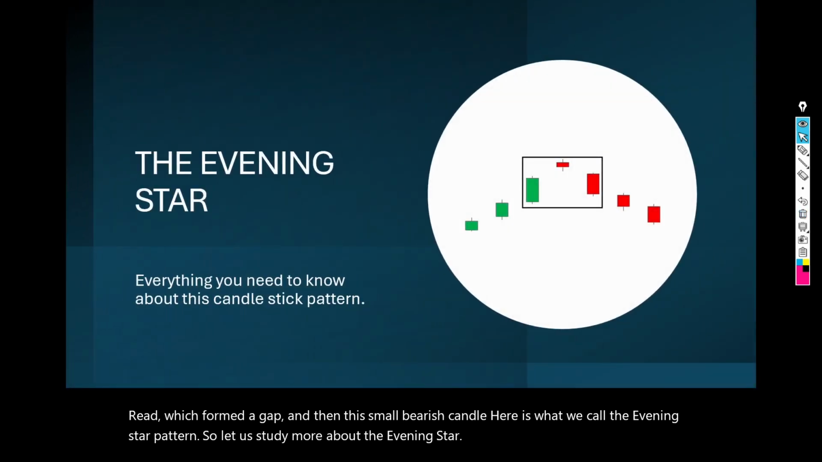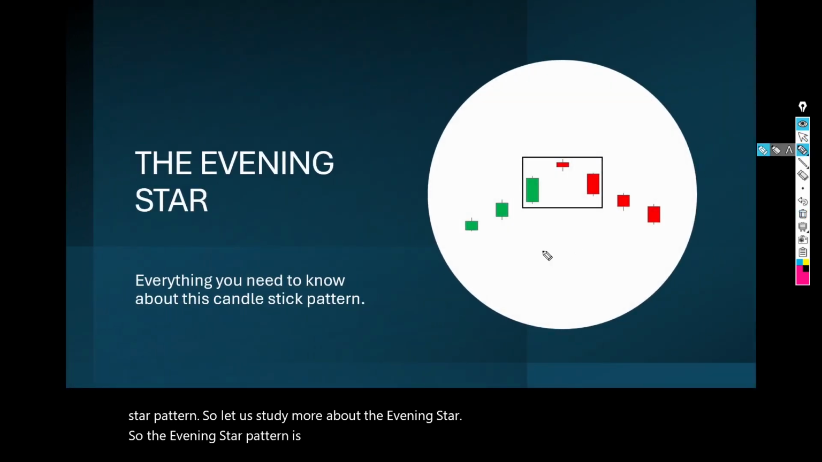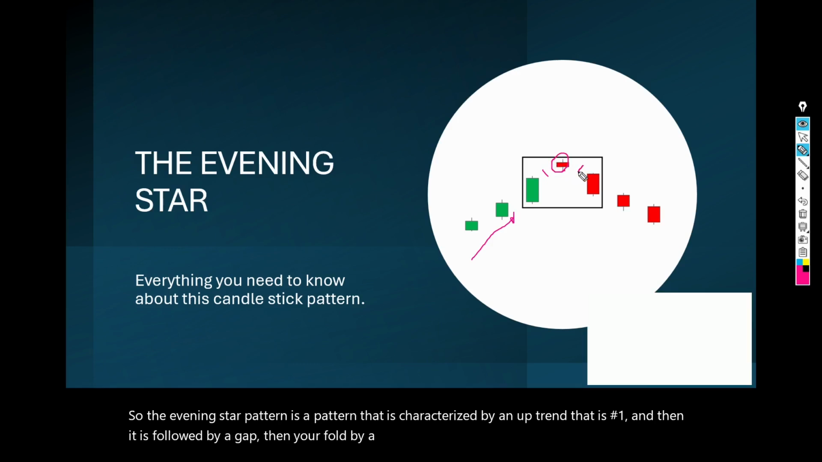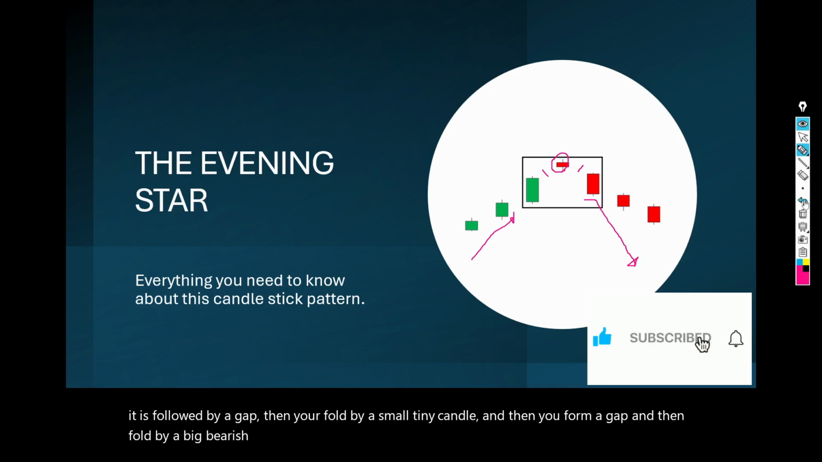So the evening star pattern is a pattern that is characterized by an uptrend, that is number one, and then it is followed by a gap, then a small tiny candle, and then we form a gap, and then followed by a big bearish candle, and then a subsequent downtrend.